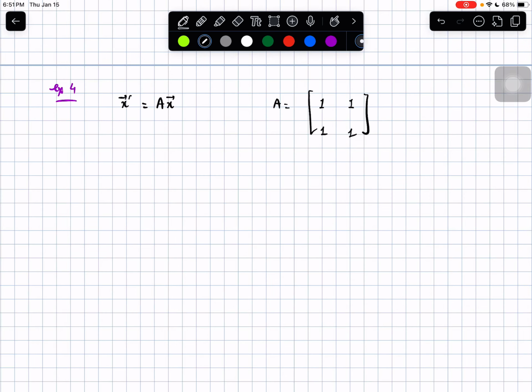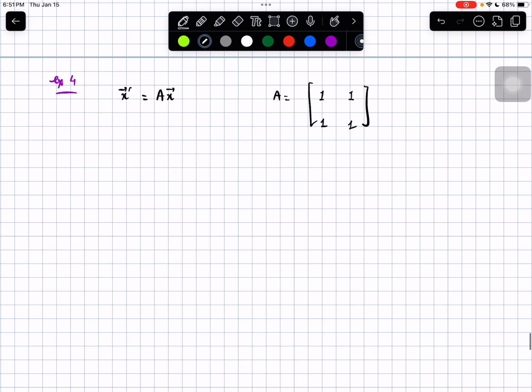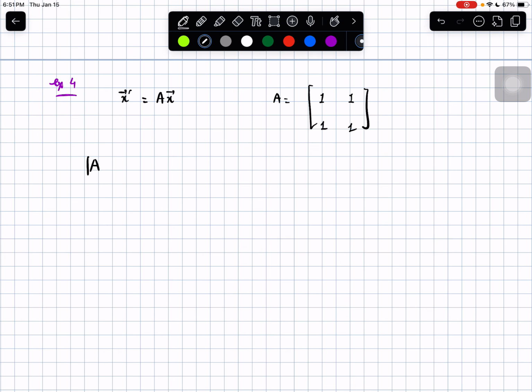In this example, we have matrix A is [1, 1; 1, 1]. We need to solve x prime equal to A times x. So the very first step is to find the eigenvalues and eigenvectors. So we compute the determinant of A minus lambda I equal to 0, which is the matrix [1 minus lambda, 1; 1, 1 minus lambda].